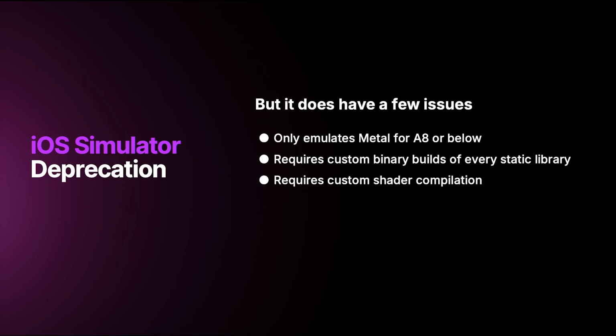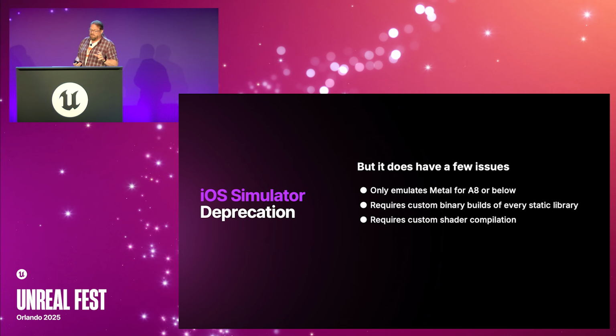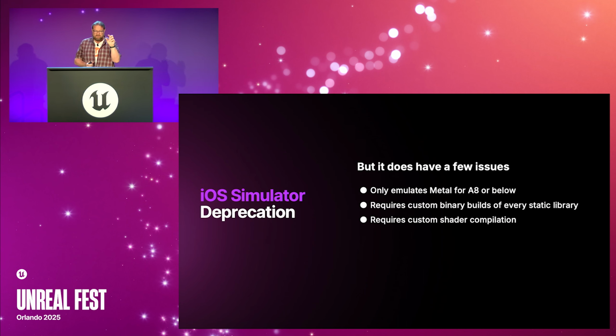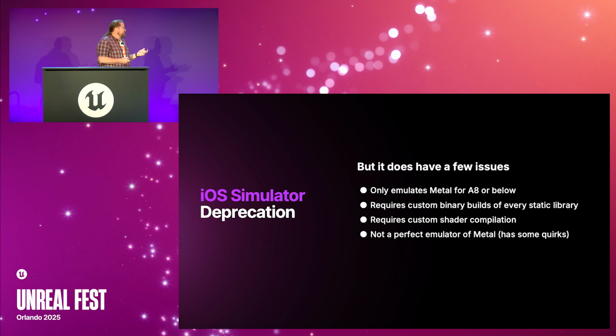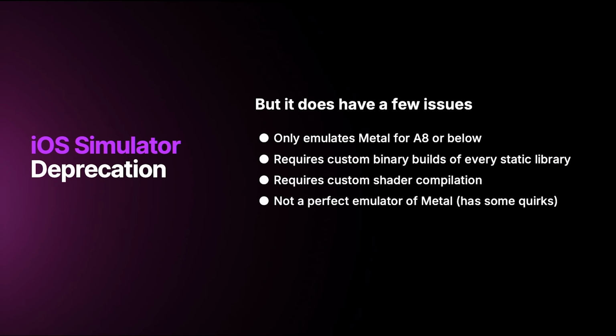It does require custom shader compilation. When it does a build for the simulator, it has to create its own specific shader Metal libraries, and that can cause problems. If you look, you'll see it has an underscore iOS sim, and that is the library specific for the platform. And it's not perfect. It uses Mac pretty much as an underlying base, and it has some visual artifacts that can cause problems. But there's another solution.